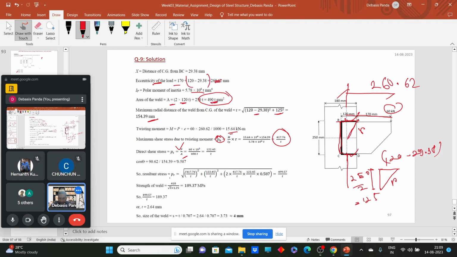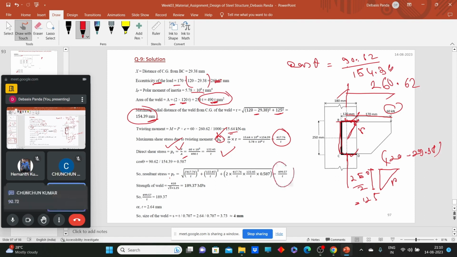So here we have calculated two stresses. One is FB and one is FS. What is the value of cos theta here? Cos theta will be this by r. So this value is coming out as 120 minus 29.38, how much value is coming? 90 point something, 90.62 divided by r. What is the value of r? 154.39. So that will be the value of cos theta. So we can calculate the resultant stress.